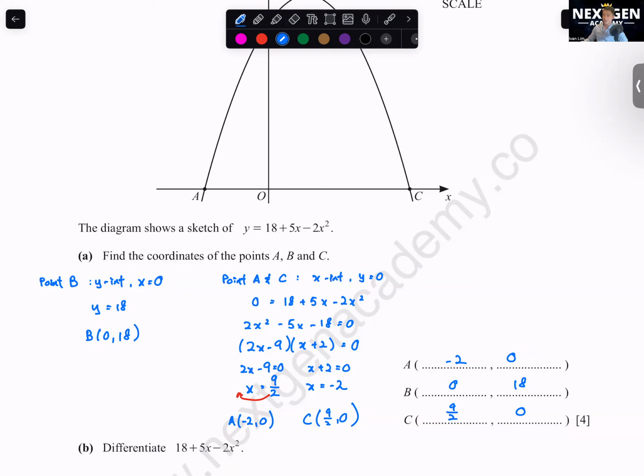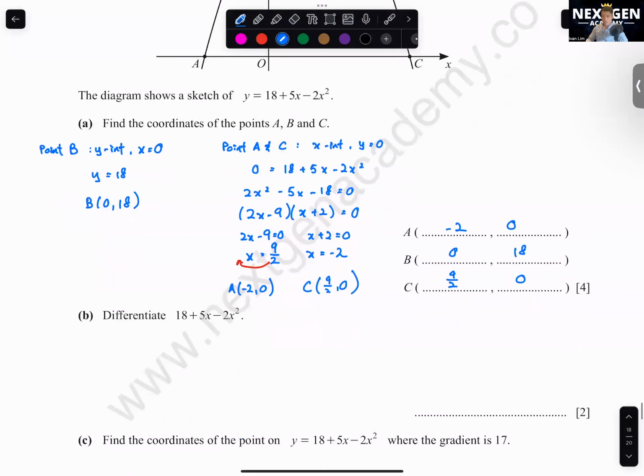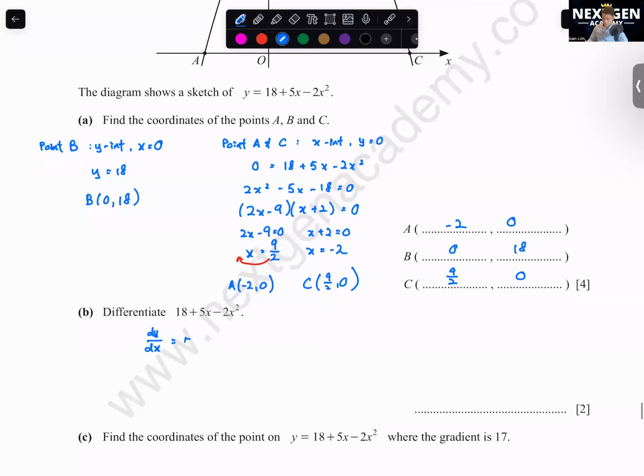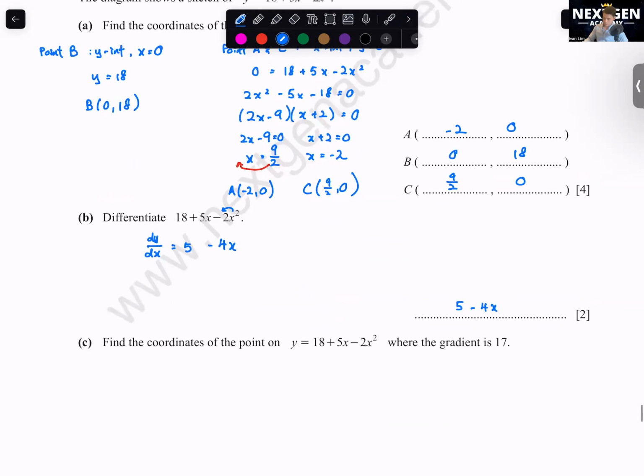Okay, let's do the next final two. Differentiate 18 plus 5x minus 2x squared. How do we do this? dy over dx. Multiply power, minus 1. So 5x will become 5. Minus 2x squared: you multiply the power in front, and this will become 4x. So 5 minus 4x.